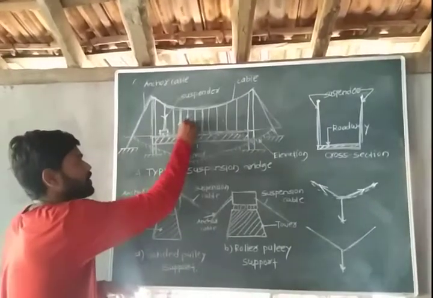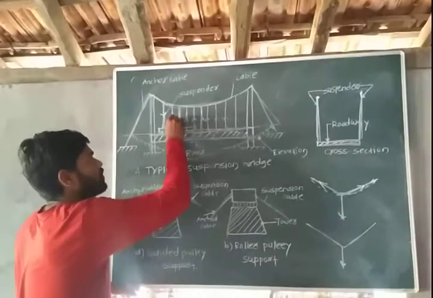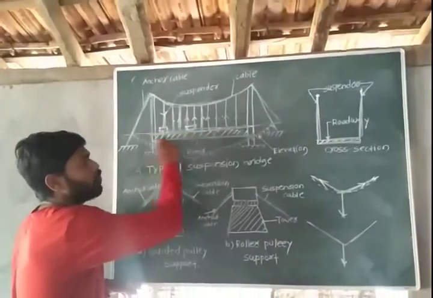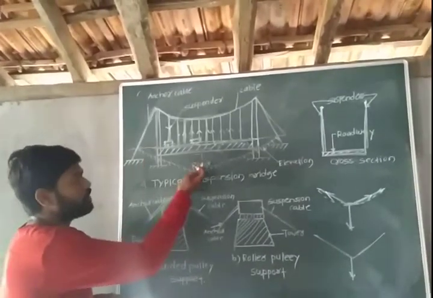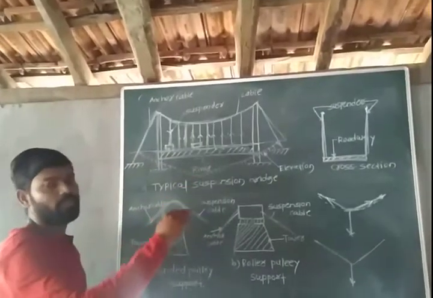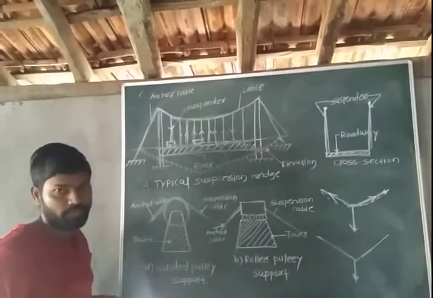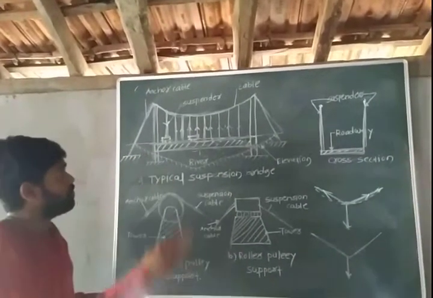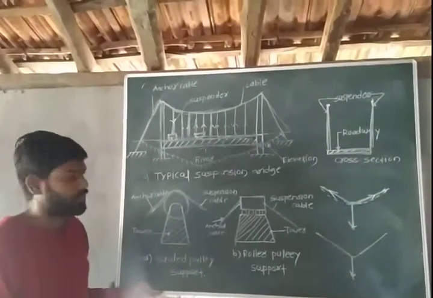These are the suspenders. Suspenders will take the load in the opposite direction. So what will happen? Definitely the bending moment in the stiffening girder will reduce, and due to the stiffening girder, overall stiffness of the bridge increases. So both are an advantage for the bridge. So this is how the working of the suspension bridge takes place.